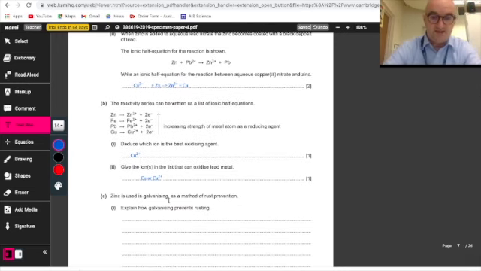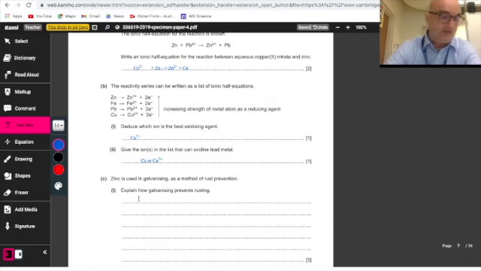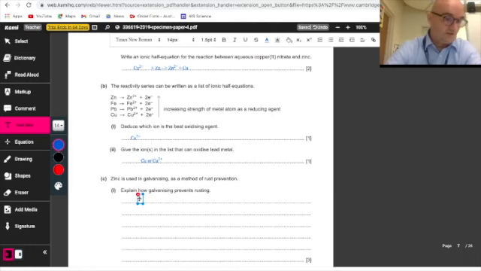Zinc is used in galvanizing as a method of rust prevention. Explain how galvanizing prevents rusting. So, first of all, the Zn acts as a coat or barrier. I'll give you one mark for a coat or a barrier.